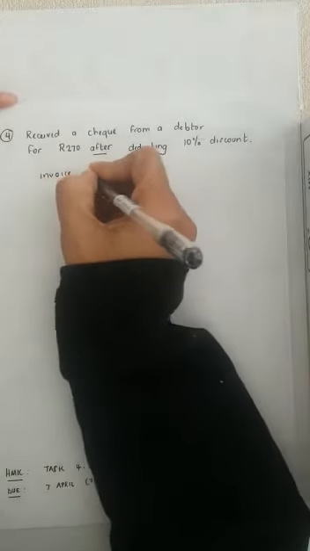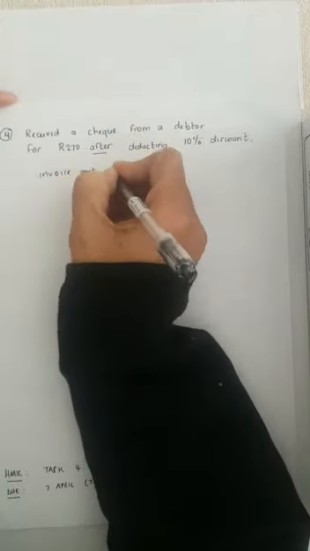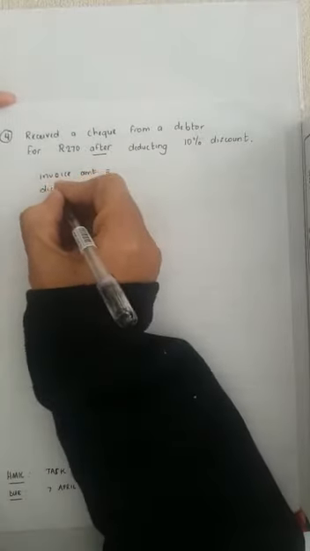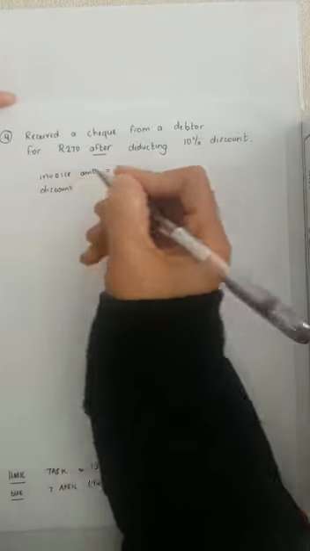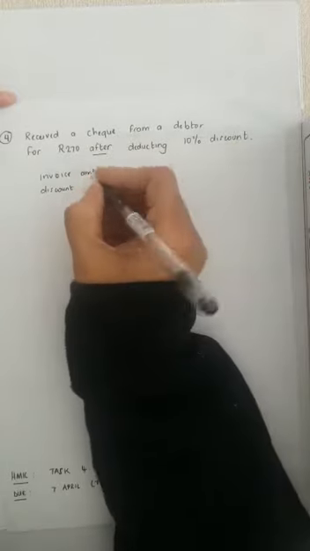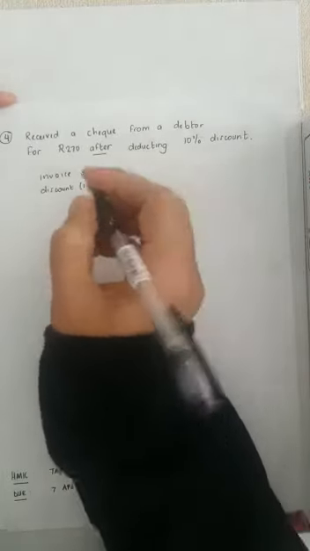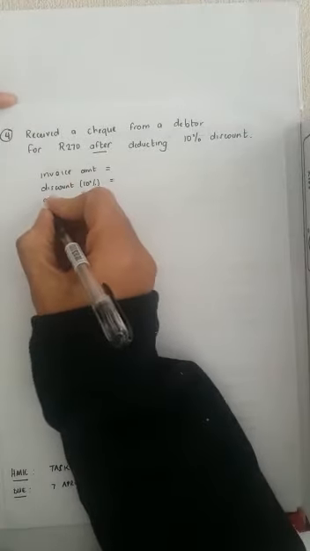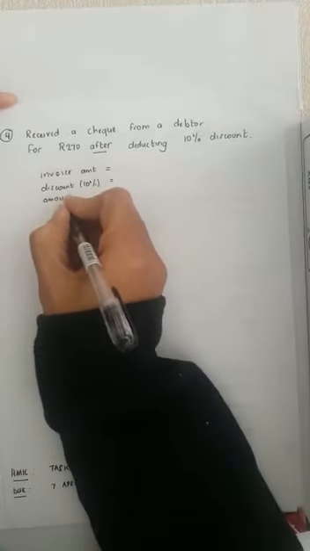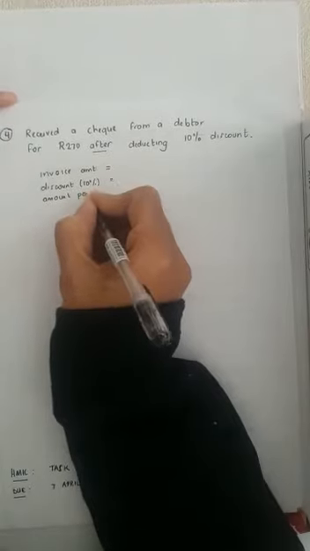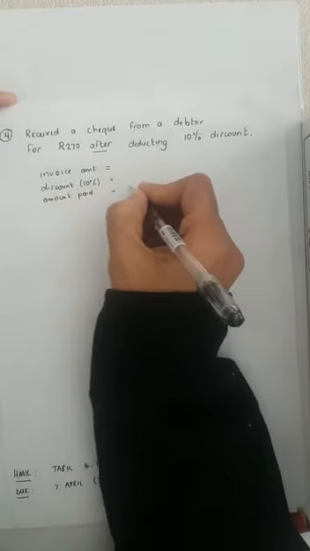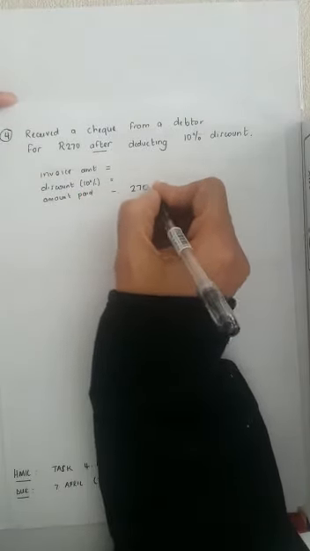We're looking for our invoice amount, which I don't have at the moment. I'm looking for my discount. I don't have the amount of the discount, but they have told me that it is 10%. And I'm looking for my amount paid. So I have the amount paid, which is 270 Rand.